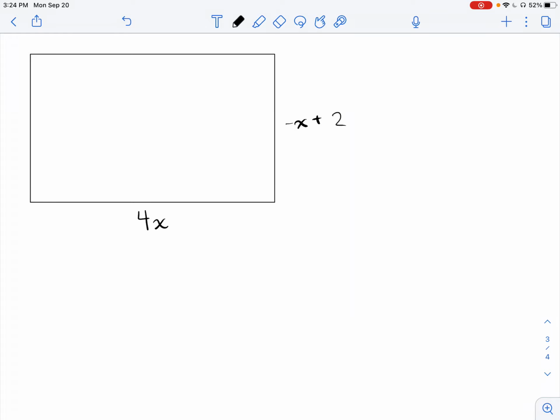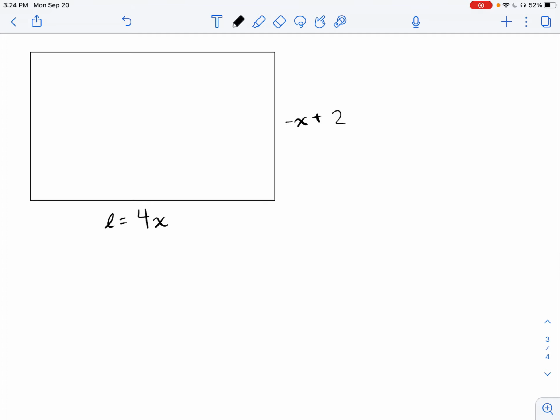Suppose I gave you a problem where I wanted you to find the maximum area of this enclosed region. And we can see that when we're talking about area, we know that it's going to be length times width. So let's just label this as my length, and we'll say that our width is this. And if we wanted to write this as a function, we'd say that the area of this function would have to be length times width. So in other words, 4x times negative x plus 2.